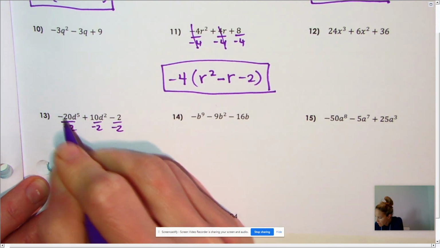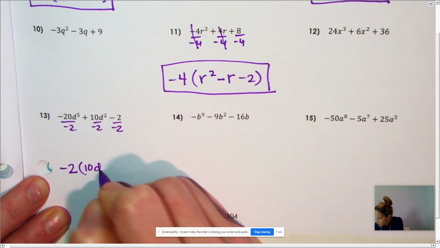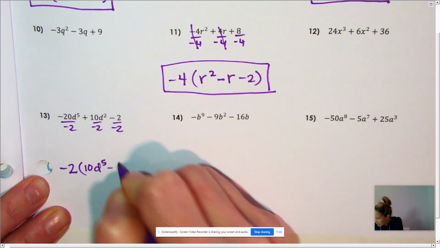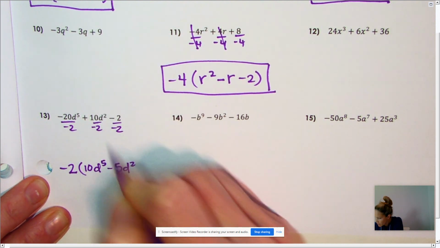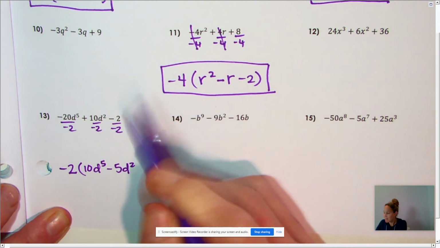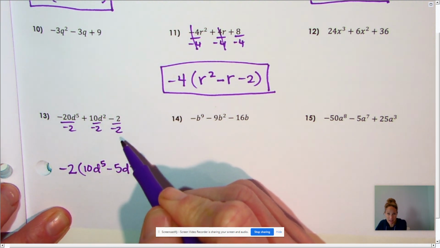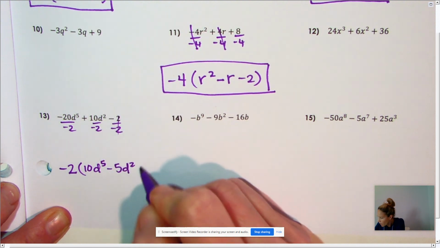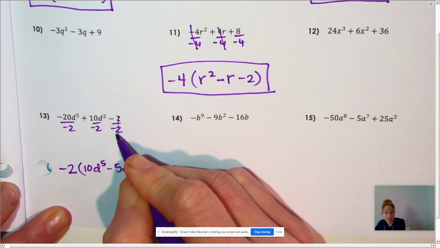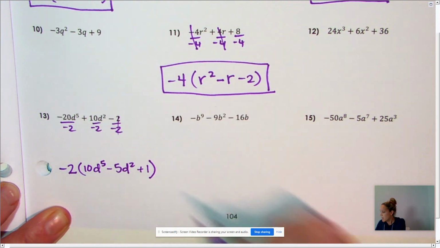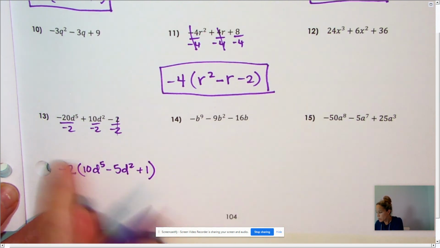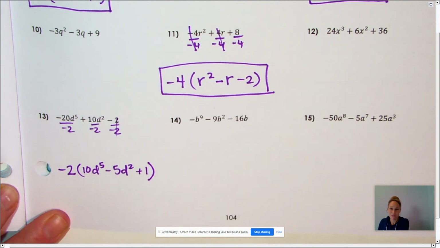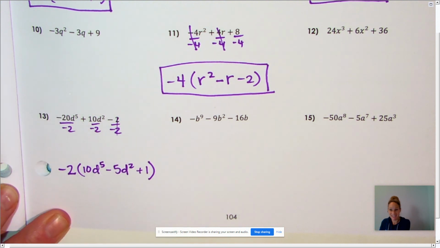So I have positive 10 d to the 5th. I've got -5 d squared. And remember, anytime I have the same thing divided by the same thing, we put a 1. And because it's a negative divided by a negative, I need to put a plus there. And then you could always check your answer, multiply it back out and see if we get what we started with.